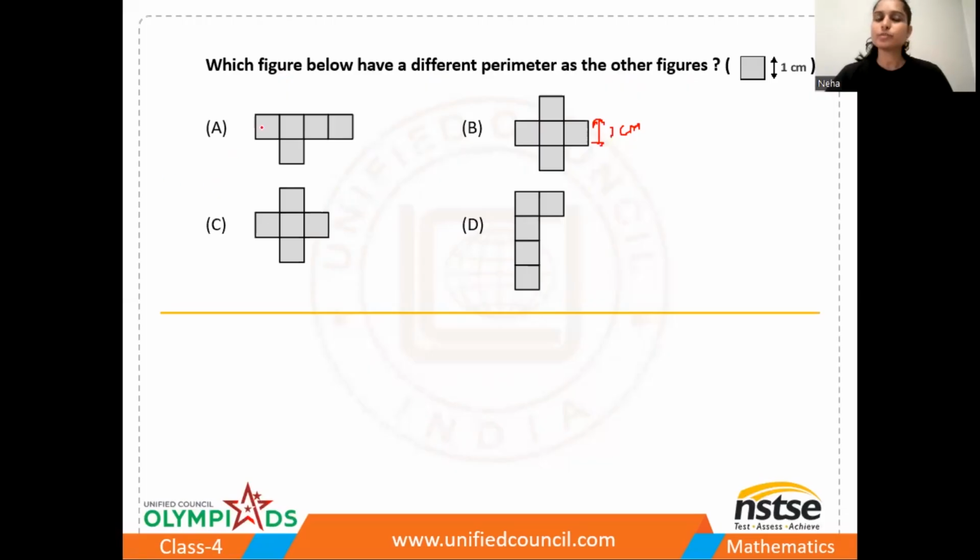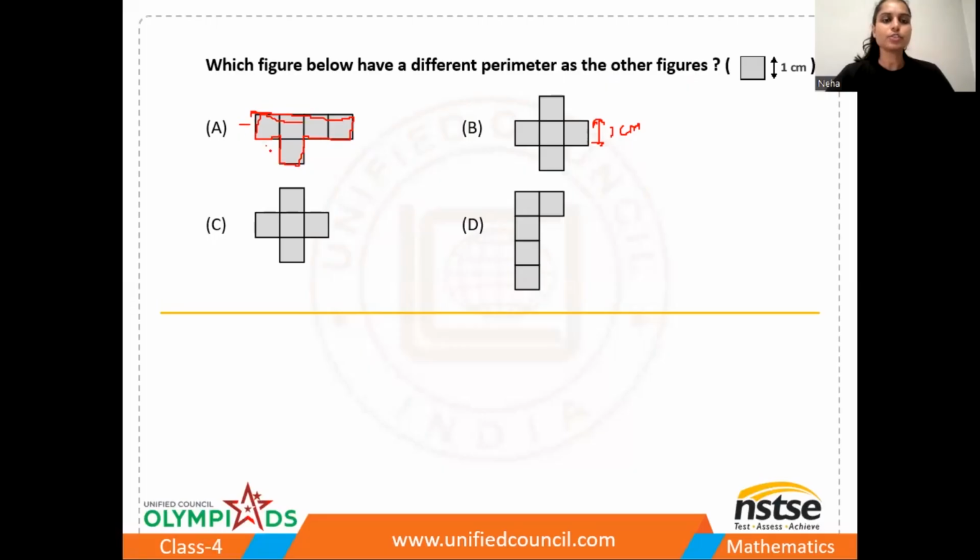So perimeter is what? Perimeter is just the length of the outer boundary of a figure, right? So yes, this is the perimeter of this figure, and this is the perimeter of this figure, right? And the length of one block is 1. Okay, so let's count it.